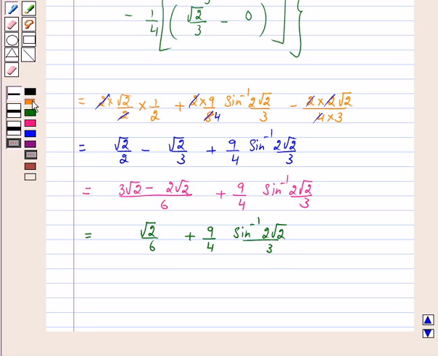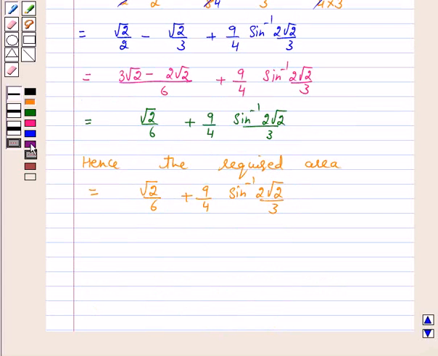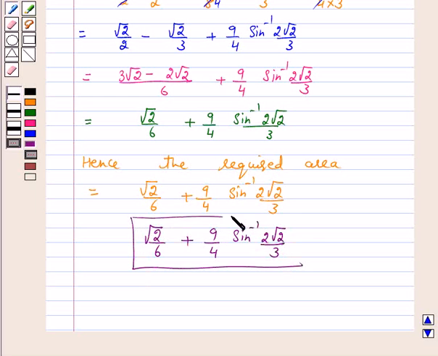Hence the required area is root 2 over 6 plus 9 by 4 sine inverse 2 root 2 over 3. So the answer for the above question is root 2 over 6 plus 9 by 4 sine inverse 2 root 2 over 3.